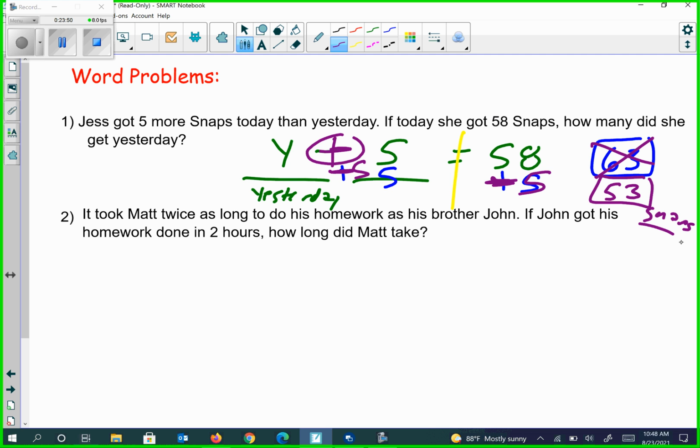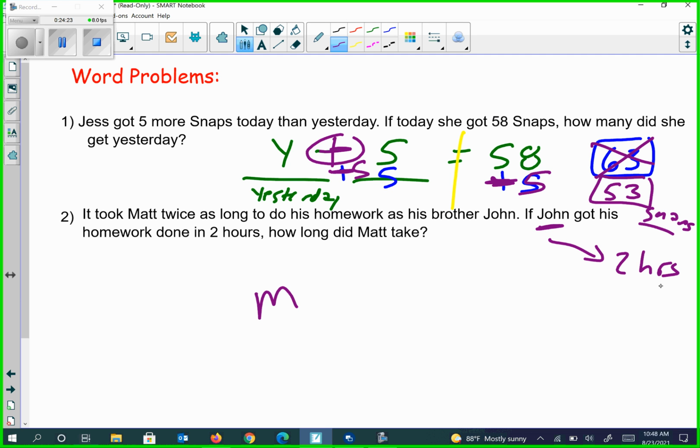Hey, can I move on to number 2? This one says, it took Matt twice as long to do his homework as his brother John. If John got his homework done in 2 hours, how long did it take Matt? So Matt took longer. Agreed? Whatever the time it took Matt to do his homework, and you've got John here. John got his homework done in 2 hours. I'm pretty sure we can all see that the answer is going to be 4.